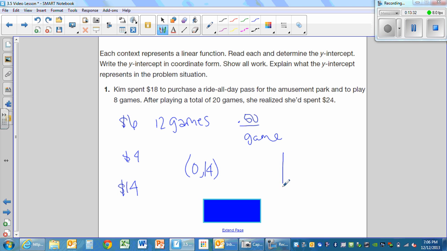So again, here's your coordinate. Here's games, and here's dollars. Okay, the amount of money she spends depends on how many games. So we want to find out when she plays 0 games, how much money does she spend? And here we found out that it was about $14.